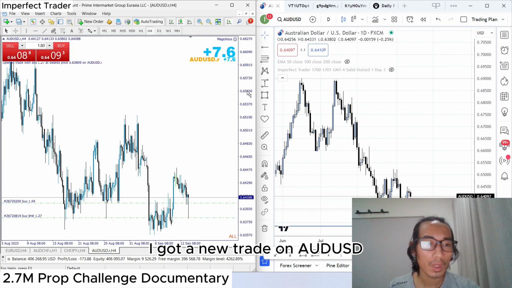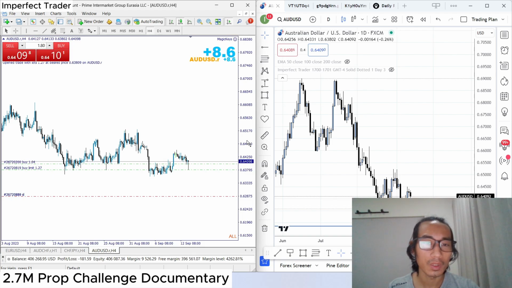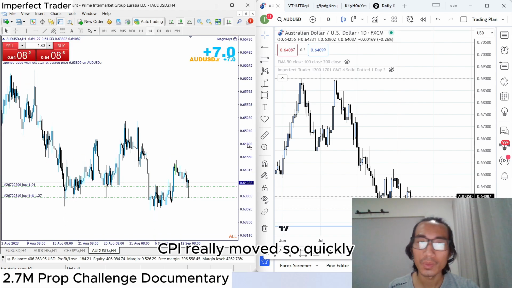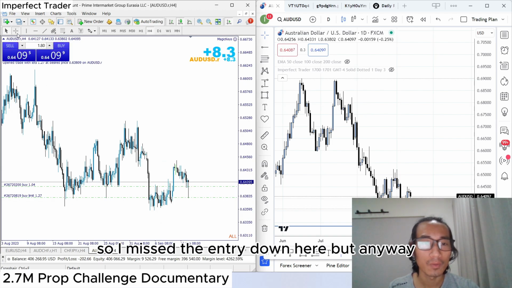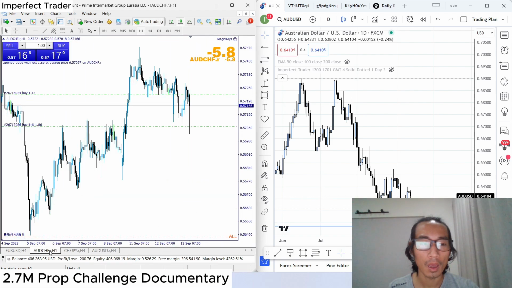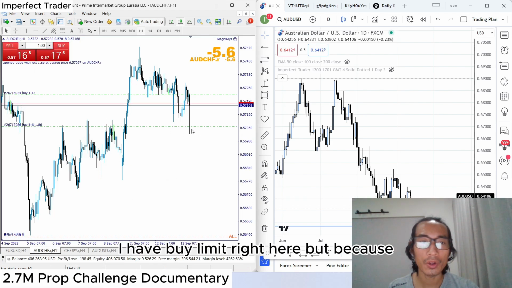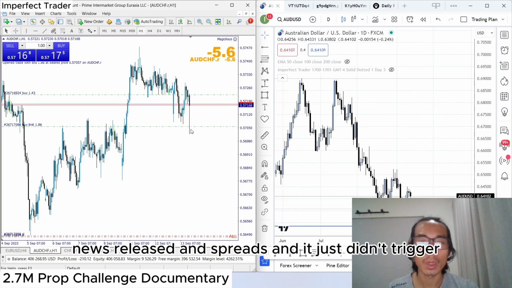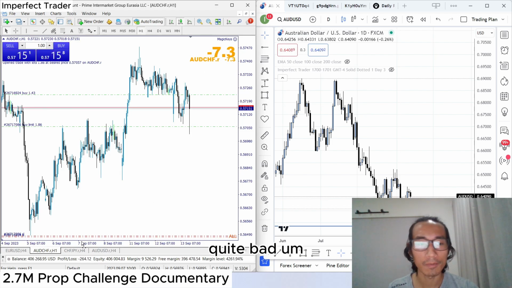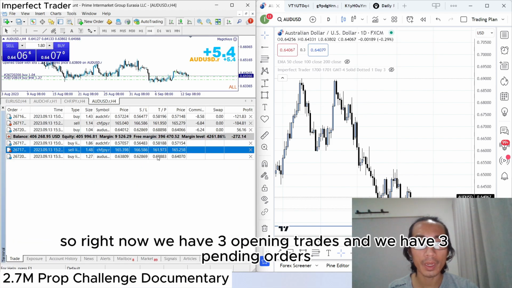So I got a new trade on AUDUSD. CPI really moved so quickly that I missed the entry down here. But anyway, I have a buy limit if price trades down there, so I'll get the second trade trigger. The same for AUDCHF: I have a buy limit right here, but because of the news release and spread, it just didn't trigger. Quite bad. So right now we have three open trades and three pending orders.